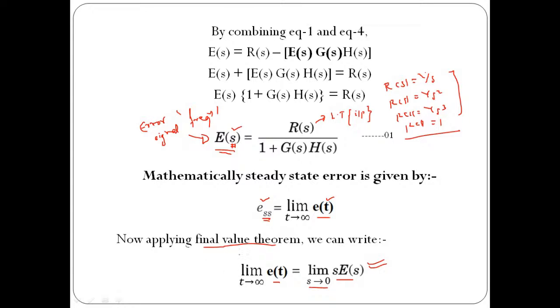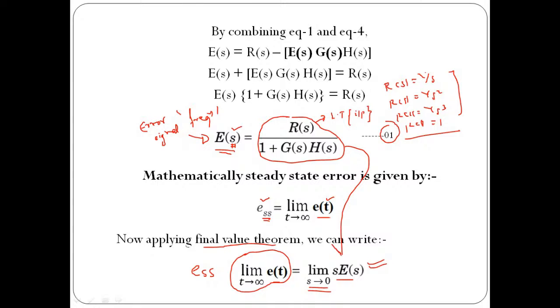Now this particular portion, that means limit t tends to infinite e of t, is nothing but your steady state error. So this steady state error is going to be equal to limit s tends to 0 s into E of s. Now from equation number 1 we know the value of E of s. And what is that value? It is nothing but R of s upon 1 plus G of s into H of s. So this entire value we are going to replace over here to calculate the value of what? Steady state error. I hope this point is clear to everyone.